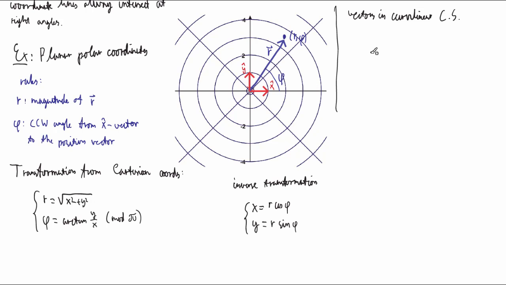In order to do that, we do as follows. At every point in space now, we will define a local frame where the unit vectors are aligned with the coordinate lines.